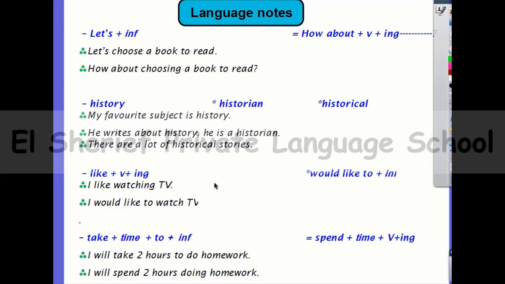And let's turn to like plus verb ing or would like to plus infinitive. For example, I like watching TV. Number 2, I would like to watch TV. Let's turn to take time to plus infinitive or spend plus time plus verb ing. Number 1, I will take 2 hours to do homework. The second example, I will spend 2 hours doing homework.